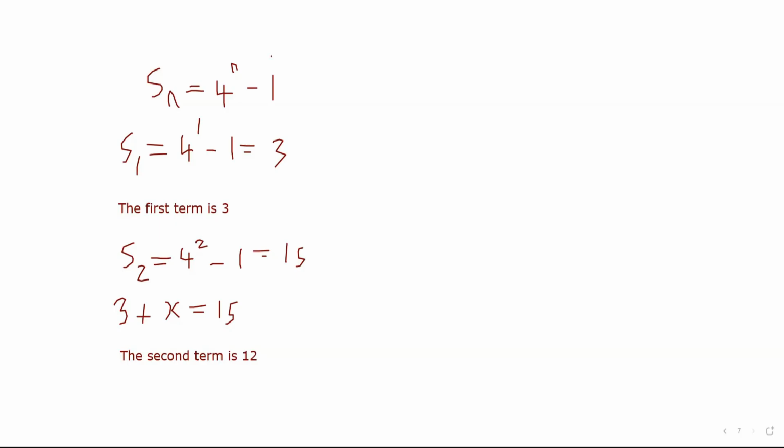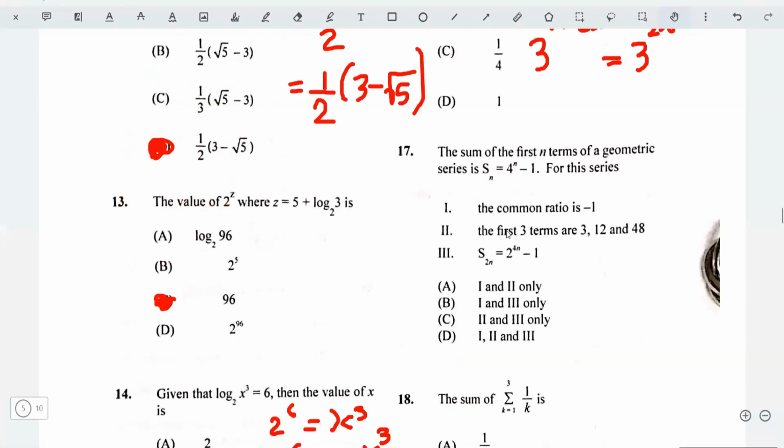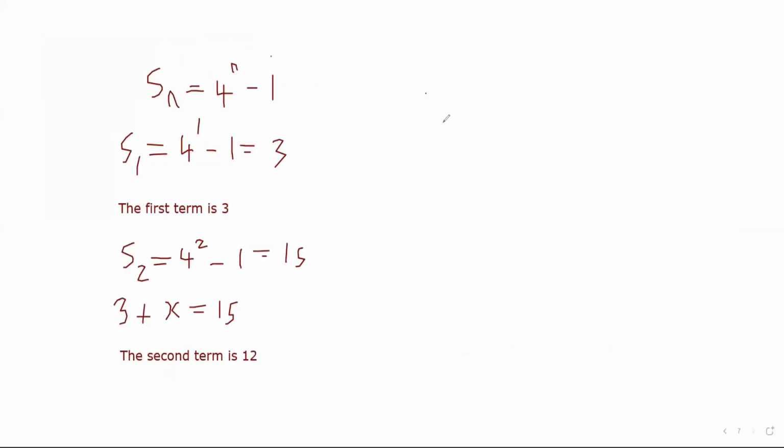Let's see if that can help you now. So the first three terms are 3, 12, and 48. All right, so we need to go one more. S3, which gives us the sum of the first three terms, is 4 cubed minus 1, which is 64 minus 1 is 63. That means 3 plus 12 plus the third term x equals 63. And so if you subtract 3 and subtract 12, x must be 48.